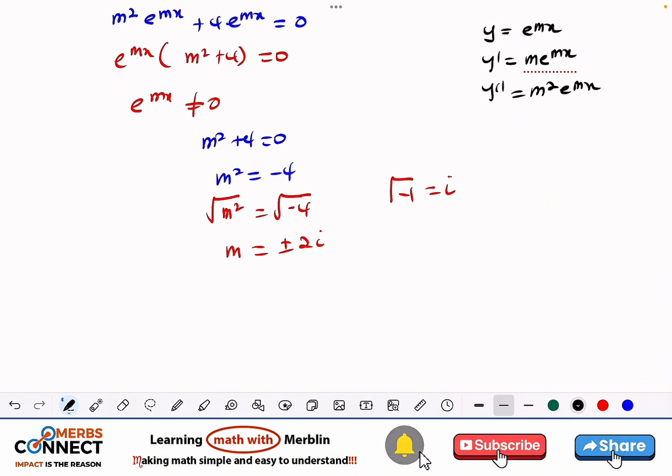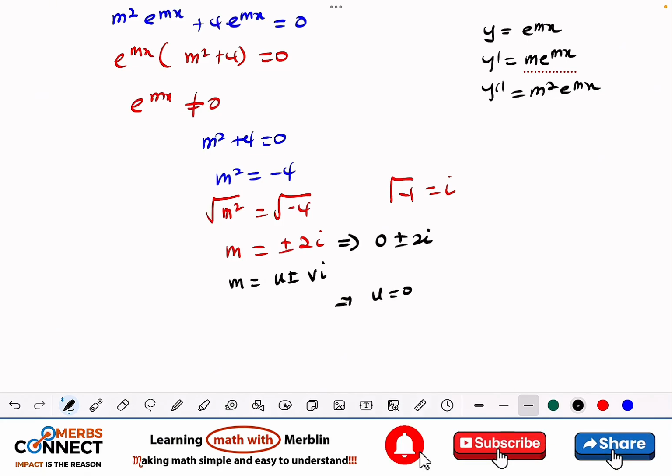So here we can see that this is of the form u plus or minus vi, right? But here I can write this one as 0 plus or minus 2i. So this implies that u is equal to 0 and v is equal to 2. Good. You know, here the idea is that v can never be 0, because as soon as v is 0, we go back to the previous method, either method 1 or method 2.